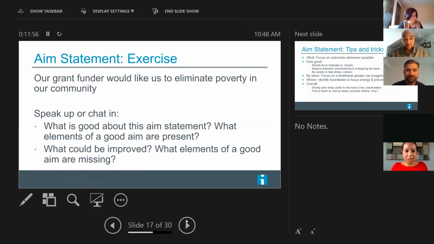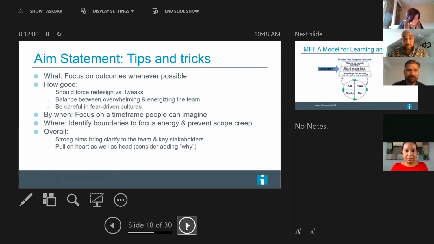Let me give a few tips and tricks as you're thinking about AIM statements. The first is that whenever possible, it can be really helpful to think about outcomes. And as we talk about driver diagrams, we'll talk about when you might have a sub-AIM or a goal for 90 days, like in Equity Action Labs, that links to the outcome measure. I always want to make sure my how good in my AIM statement forces us to actually do redesign and not just tweak the system. So if I only want to improve something by 1% and 1% is not a meaningful difference, then the team might really focus on tweaks rather than redesign.